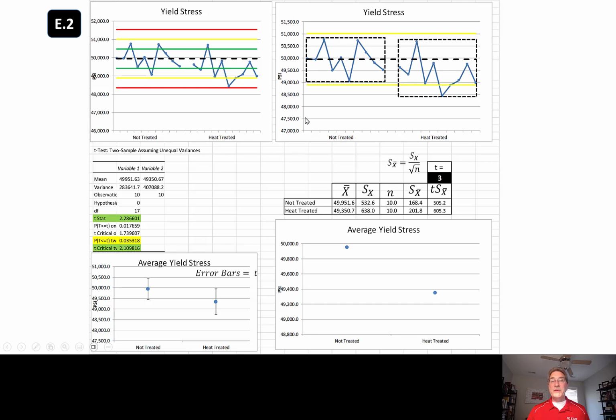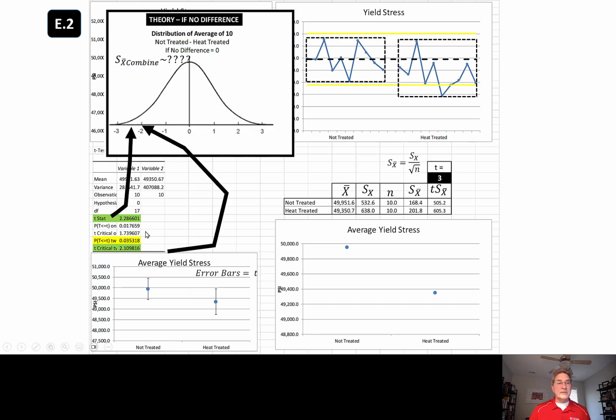Okay, let me go one more. Now you look here, there's a pretty big overlap. There's a pretty decent overlap right here. What's our t-test showing? Our t-critical is 2.1. Our t-stat is 2.28. So there is a 3.5% chance that I got this given that they're equal. Now, if you're doing a 95% confidence interval, you're pretty sure that heat treating made a difference. So from the pure t-test, our t-stat is bigger than our t-critical. We would say heat treating mattered.